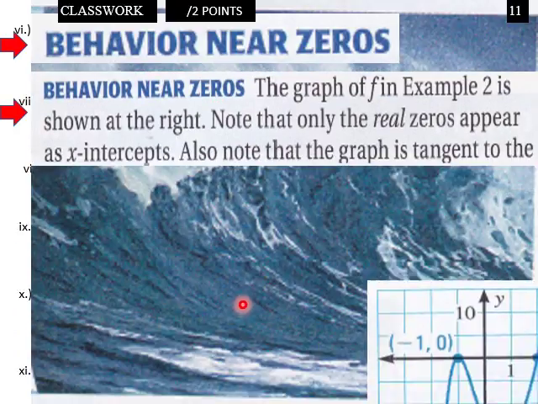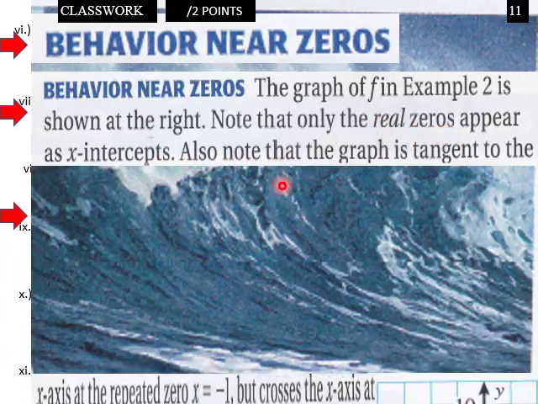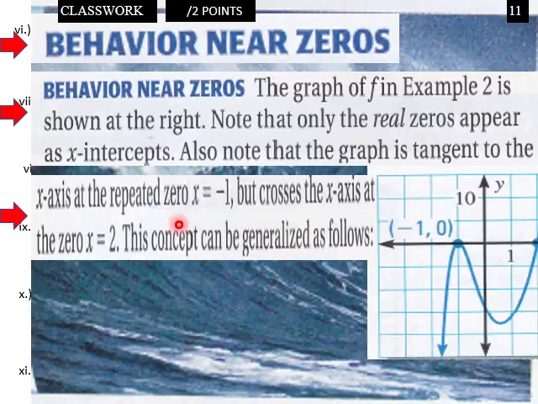Okay, behavior near zeros. So for example, this here, -1, 0. The graph of f in example 2 is shown at right. Note that the only real zeros appear as x-intercepts. Also note that the graph is tangent to the x-axis at the repeated zero, x equals -1. So this tangency right here, and the graph crosses the x-axis at x equals 2.